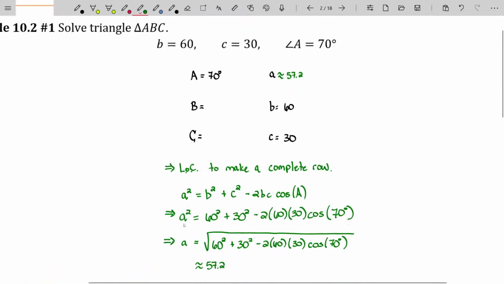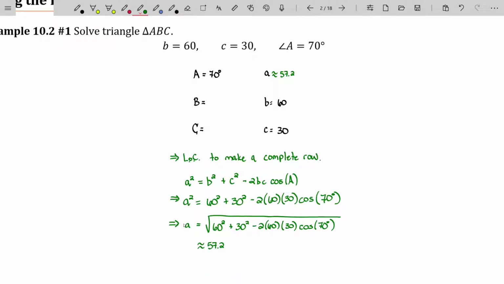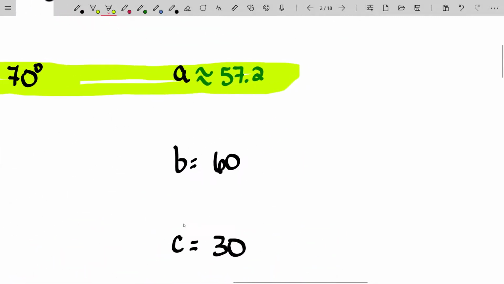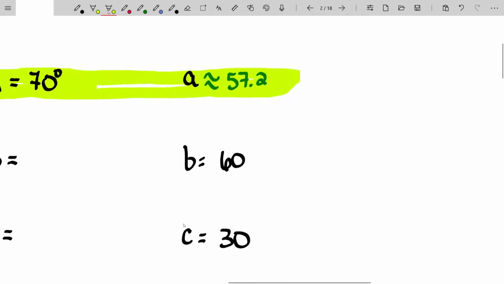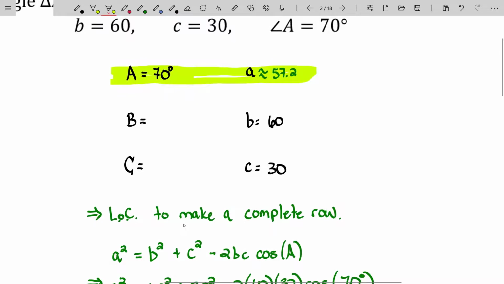Now from this point forward, you do not need to continue using the law of cosines. You're more than welcome to if you want to, but I would highly recommend not doing that, just because it's really, really terrible if you do that. So instead, I'll use the law of sines. The law of sines you can use if you have a completed row, which we do now. We have a complete row. However, remember that side A is an approximation, so you definitely want to use the longer decimal expansion when you're computing using that.